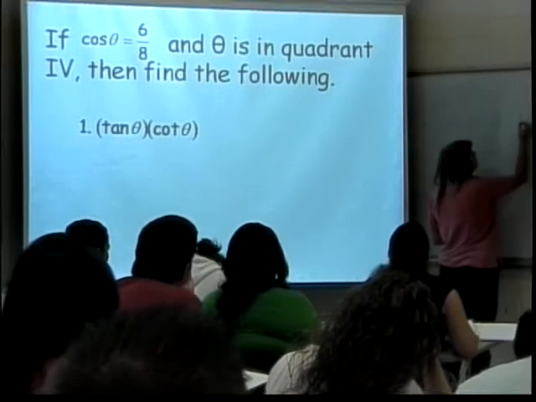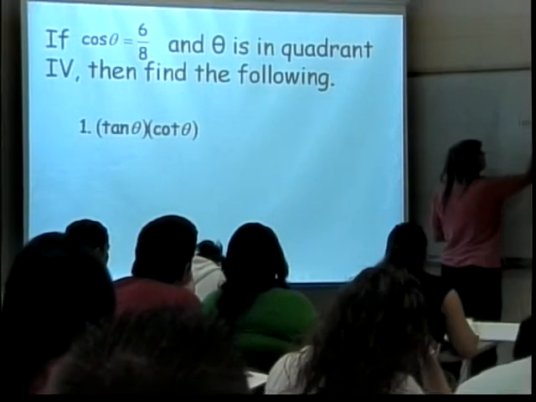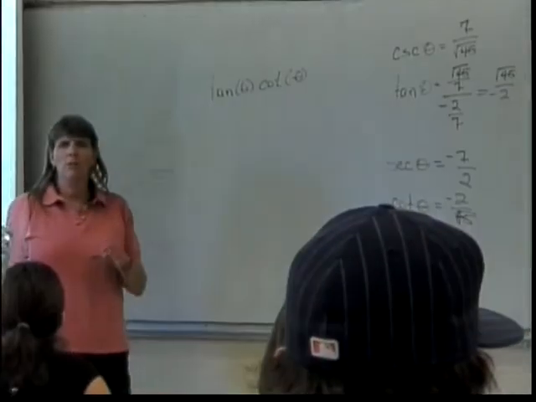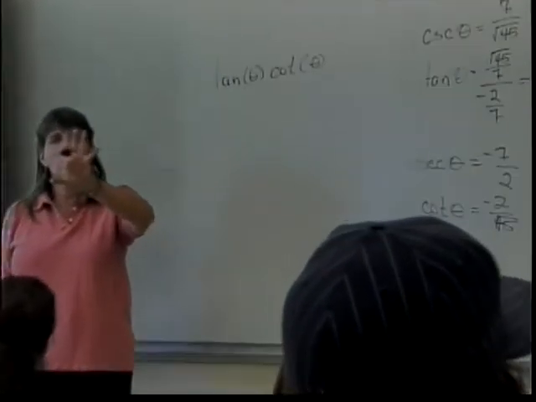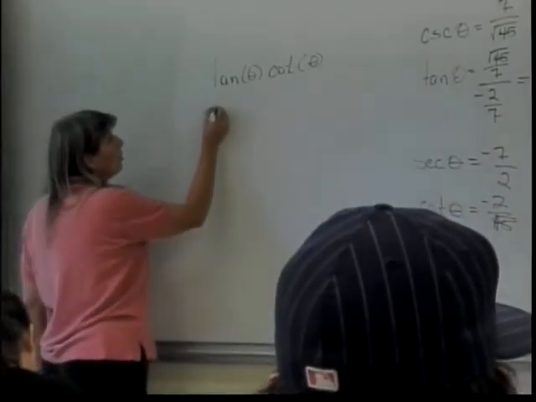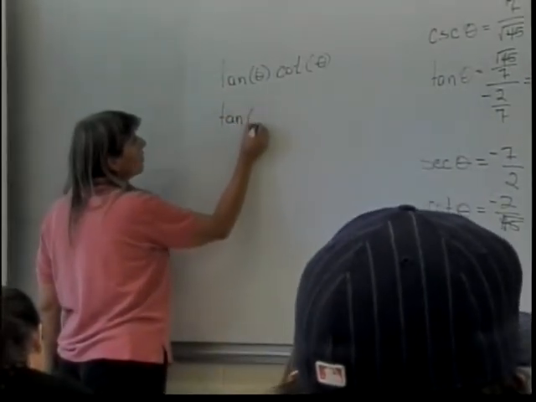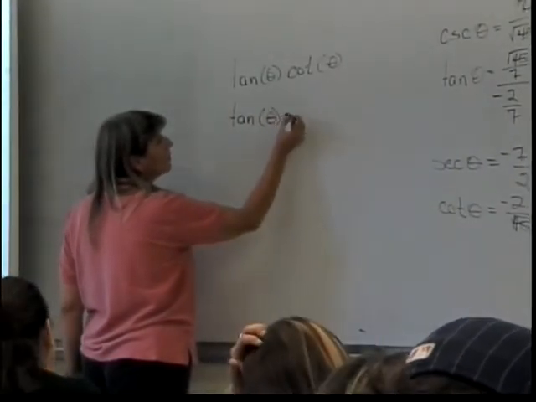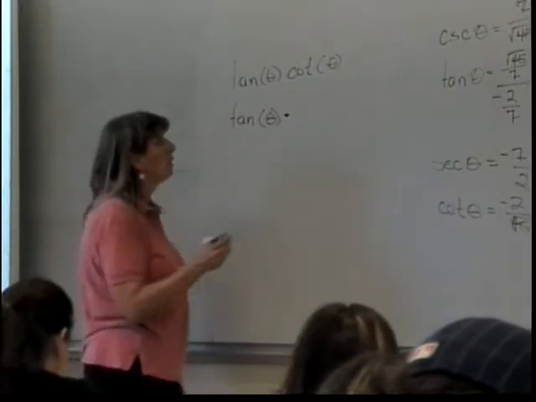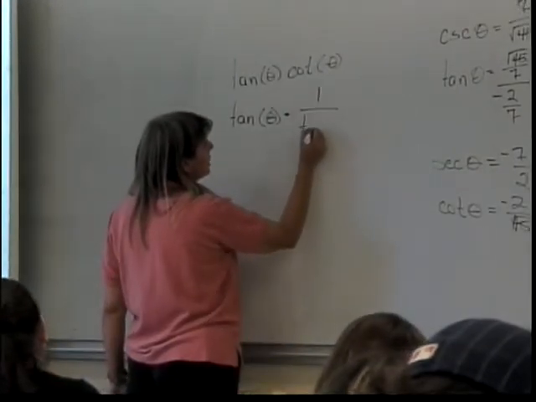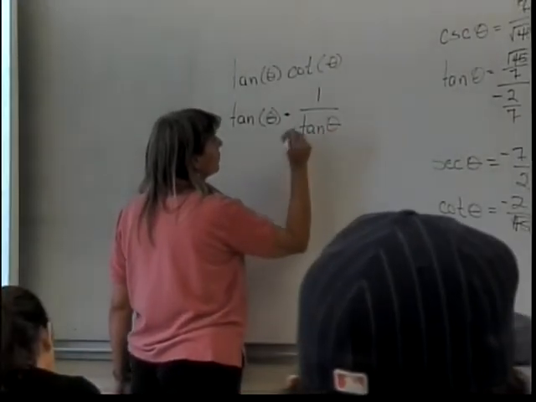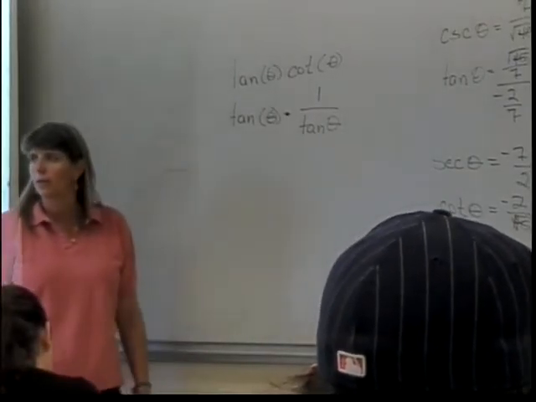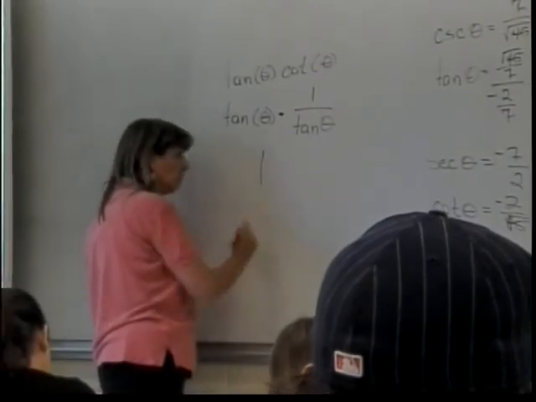What is the tangent of theta times the cotangent of theta? And you want to be careful about calling them inverses. You need to specify which type of inverse they are. But what was one of the definitions of the cotangent of theta? It was 1 over the tangent of theta. And when I take the tangent of theta and multiply it times 1 over the tangent of theta, what do I end up with? 1. Every time.